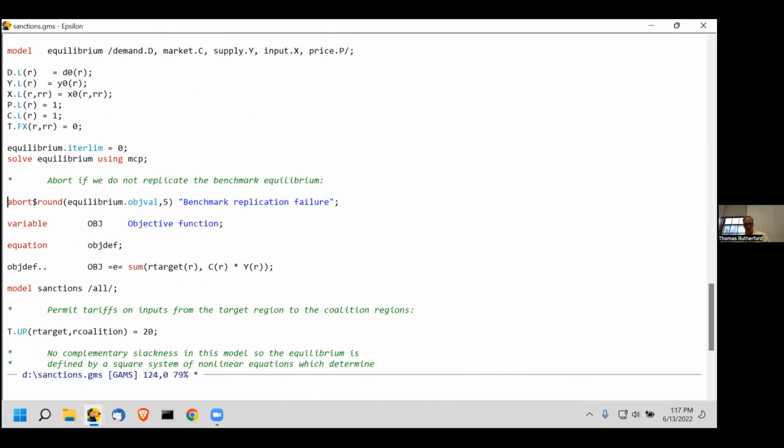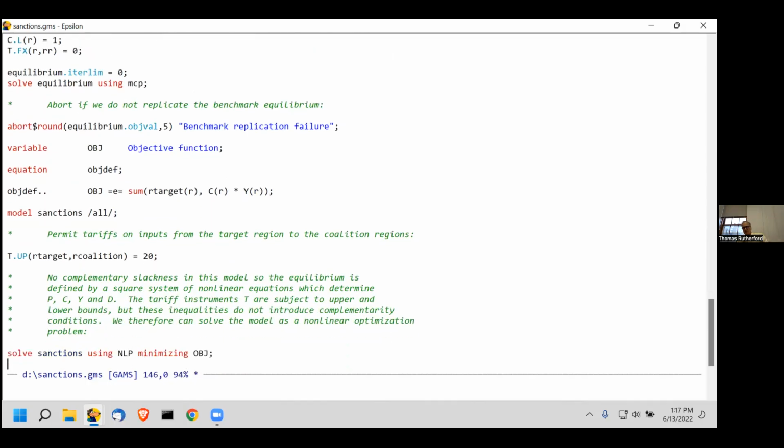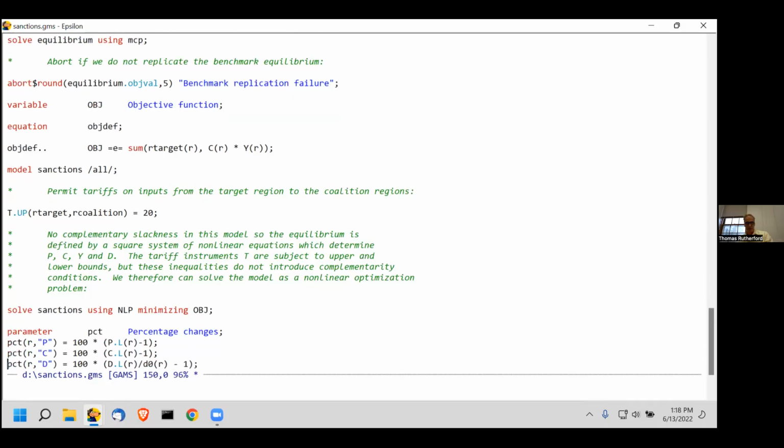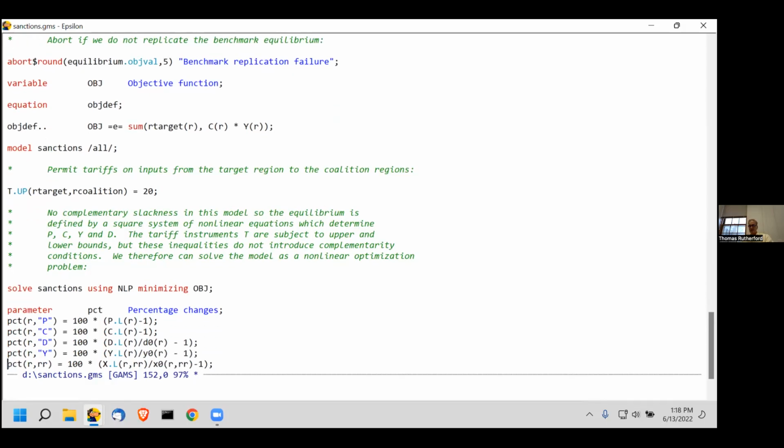And so once I've done that, I write down an objective function that says target the value of sales. That's the shadow value of sales from the target region. So I sum over the target region the value of output times the same. So here I'm saying I want to design a set of tariffs in the importing country, that's the coalition country, which minimizes the value of the sales from the target country. So I put that in, and I declare that model as sanctions. That includes all the equations, including the objective function. That's a shorthand in GAMS to throw all the equations in.